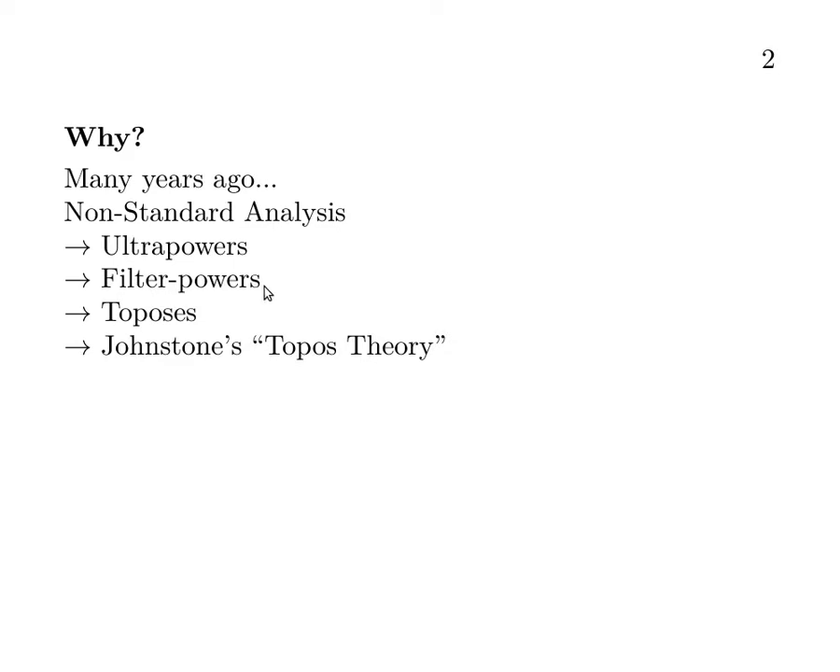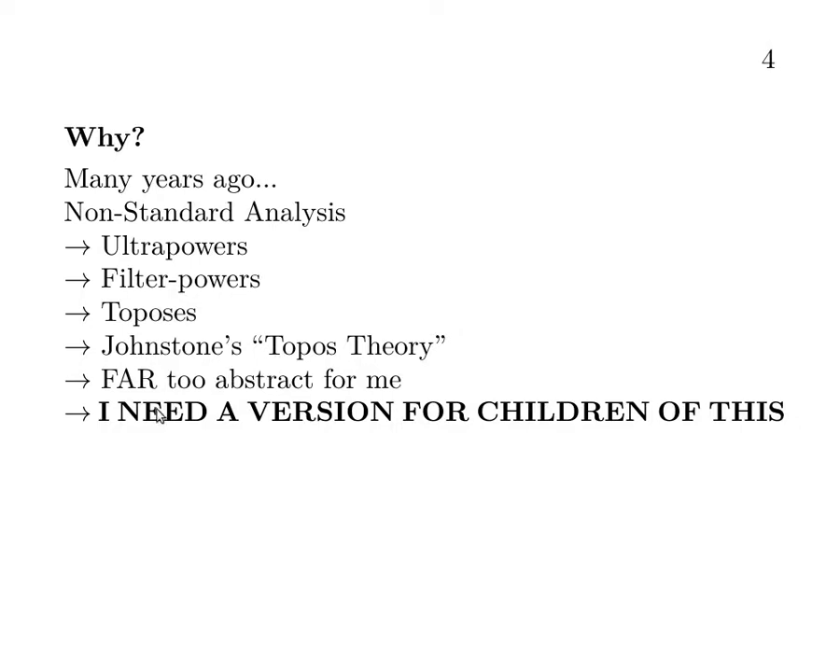The only place where I saw this being discussed was in topos theory, and I tried to read Peter Johnstone's first book, called just Topos Theory, and I found it incredibly abstract and impossible to understand. I couldn't stop thinking: I need a version for children of this. And I realized that this was the key idea. I needed a version for children of many things in mathematics that I was trying to read and couldn't, because it was very hard.